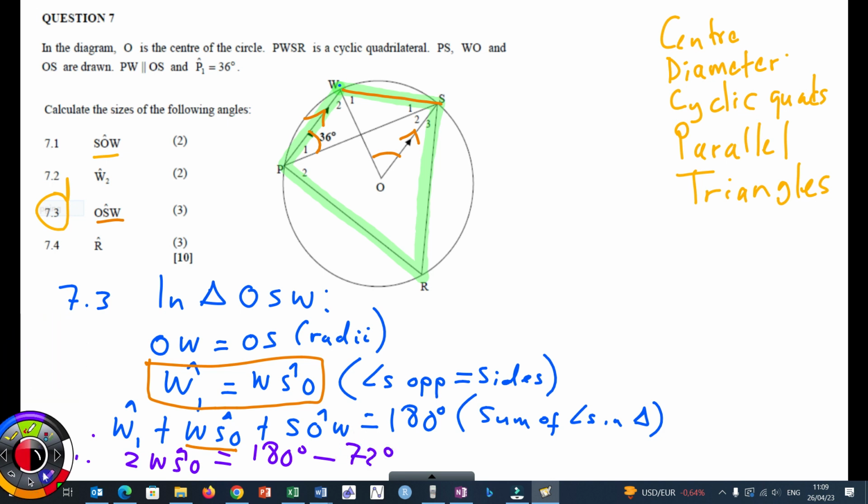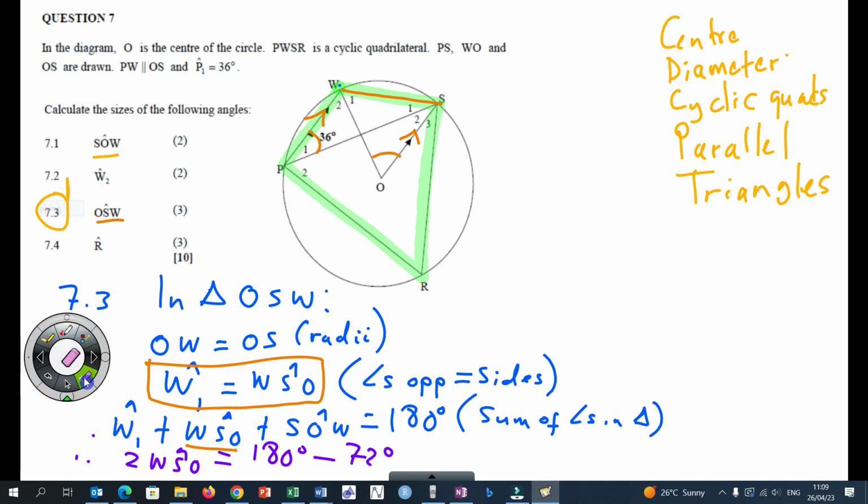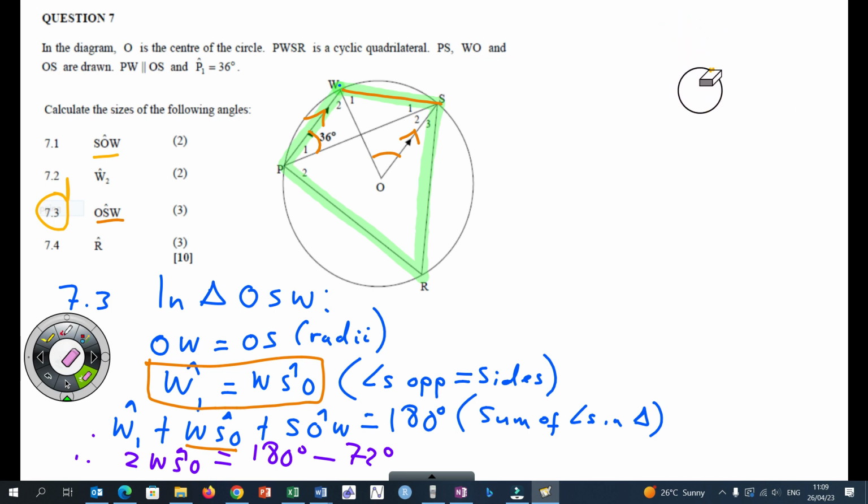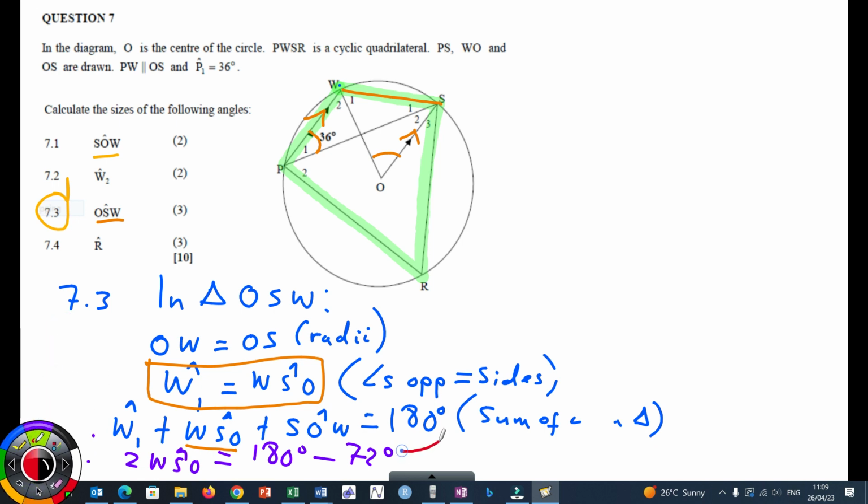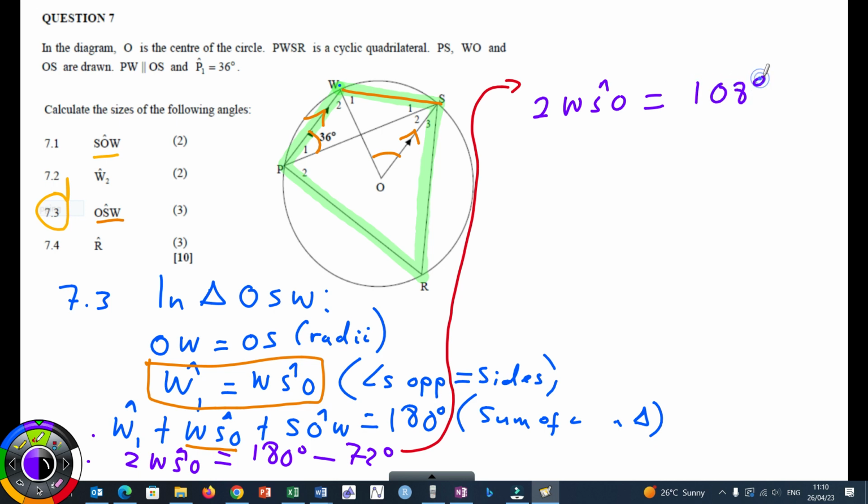Allow me to move on to the other side. Let me take out this. I won't interfere with anything there, so I'm going to remove that. Then I'm going to carry on from here. So this goes all the way to the top. Once I have that, I'll have 2 WSO is equal to 108. So that will be 108 degrees.